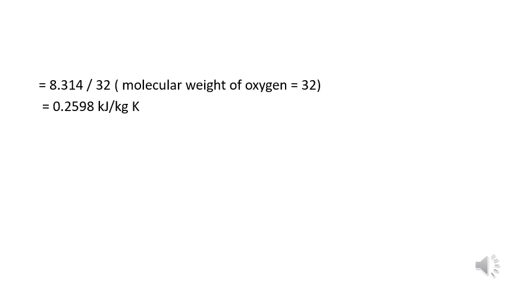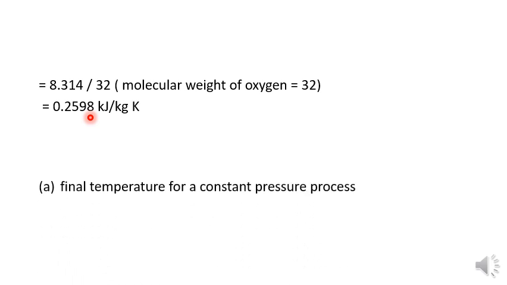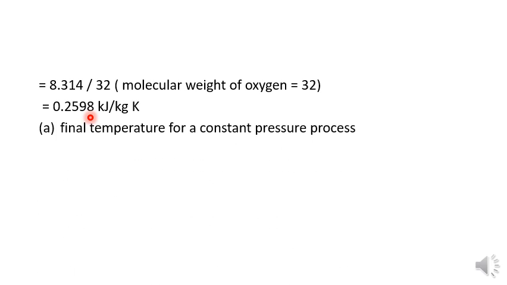R is equal to Ru by M. Ru is 8.314, molecular weight 32. So we'll get the value as 0.2598 kilojoules per kg Kelvin. First, the final temperature. At constant pressure process, the temperature is directly proportional to the volume. So T2 by T1 is equal to V2 by V1.